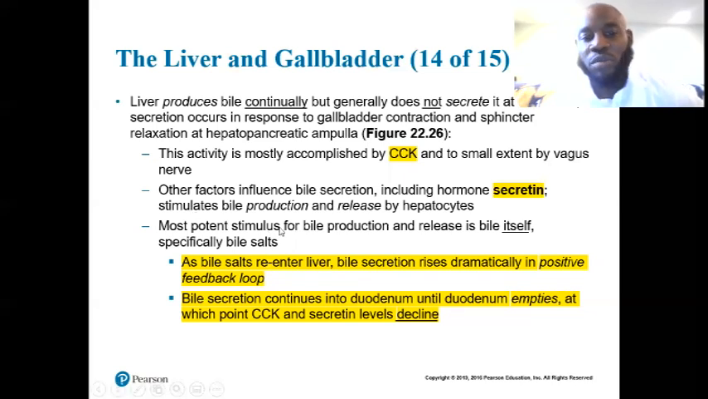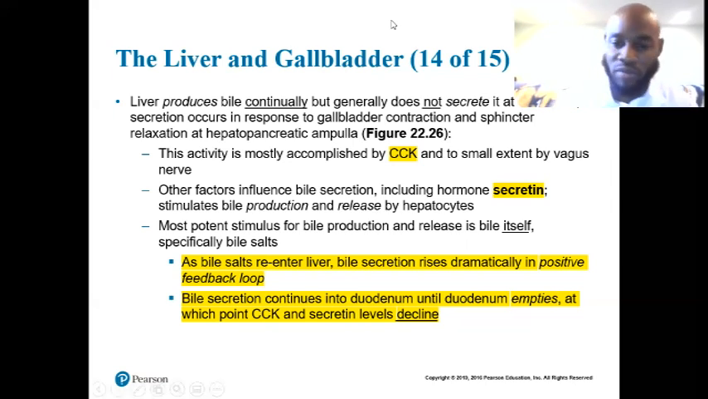But the most potent stimulus for bile production and release is bile itself. As bile salts re-enter the liver, bile secretion rises dramatically in a positive feedback loop. Bile secretion continues into the duodenum until the duodenum empties, at which point CCK and secretin levels decline.